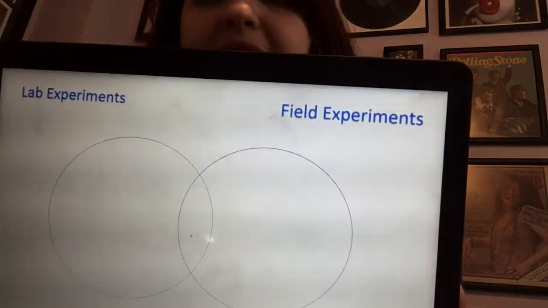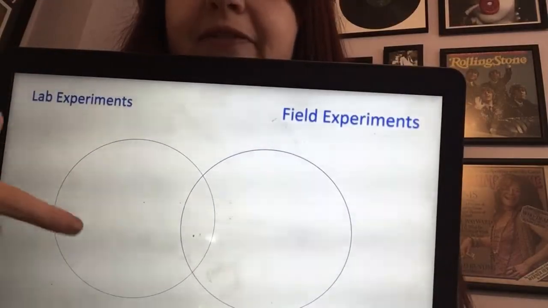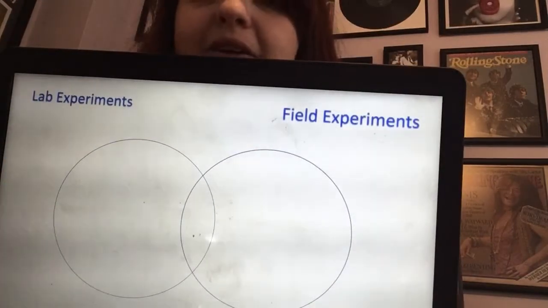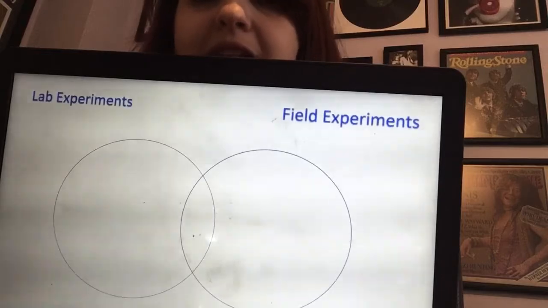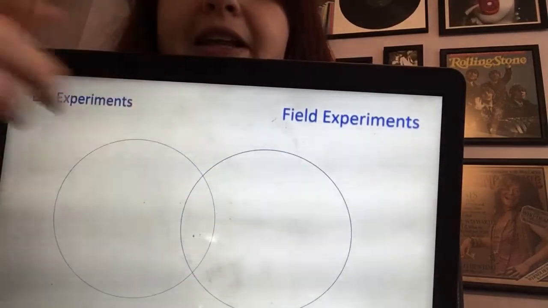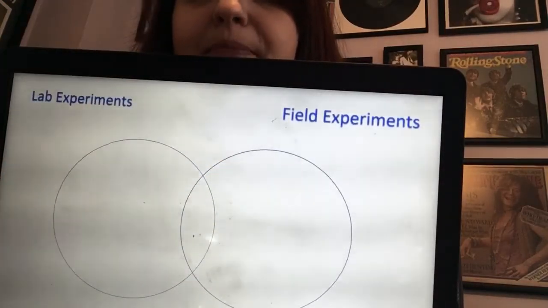However, the thing that makes them different is whilst a lab experiment is done in an artificial situation that is completely created by the sociologist, the field experiment is done in the natural environment, but it is still controlled.